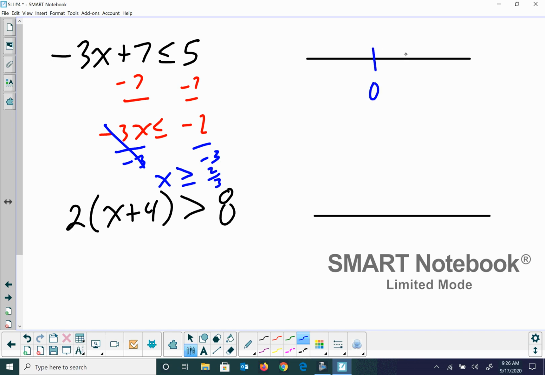So if I had 0 here, 2/3 is here. It's going to be a solid dot because I have the equal sign. And I want values that are greater than 2/3, so that's going forever this way. So I mean that's going to go to infinity.